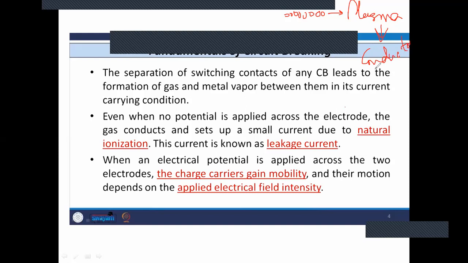So these metal vapors and these ionized plasma actually cause the leakage of current, and this leakage of current is dangerous. When an electric potential is applied across the two electrodes, the charges gain mobility, and their motion depends on the applied electric field intensity. Once the electric potential is applied, these plasma gain mobility, and the stronger the electric potential applied, the stronger the mobility these charge carriers will gain.